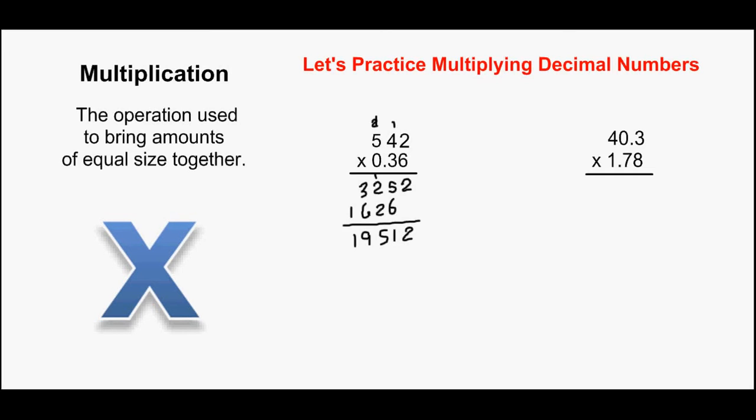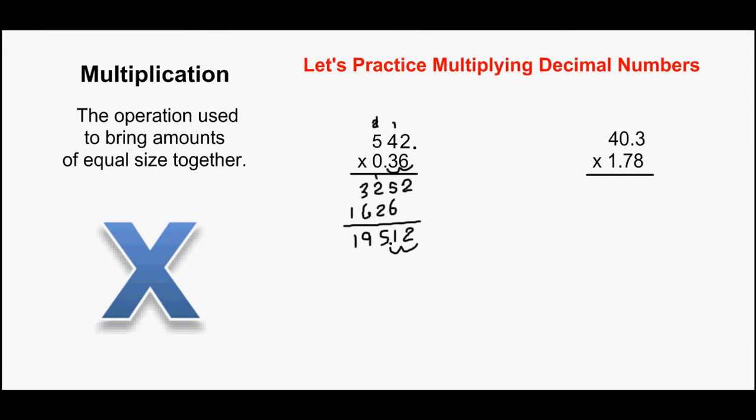In the number 542, being a whole number, the decimal is at the end, so it doesn't have a decimal place to count. Our next factor, 36/100ths, has 2 decimal places. We will use 2 decimal places from the right to place our decimal. Our answer, 195 12/100ths.